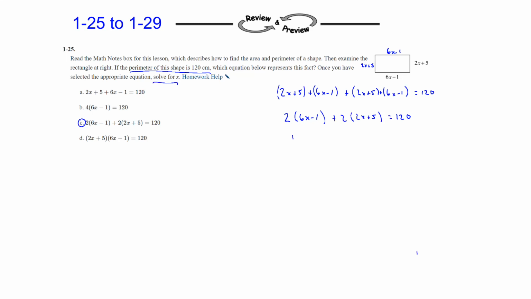We can distribute the 2. That's 12x minus 2 plus 4x plus 10. And all I'm doing is taking this 2 and distributing inside the parentheses to each of those. So that's still equal to 120 as the perimeter. We can combine like terms. 12x plus 4x is 16x. Negative 2 plus 10 is plus 8.